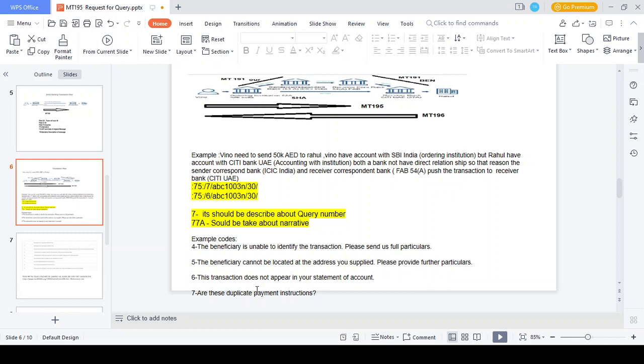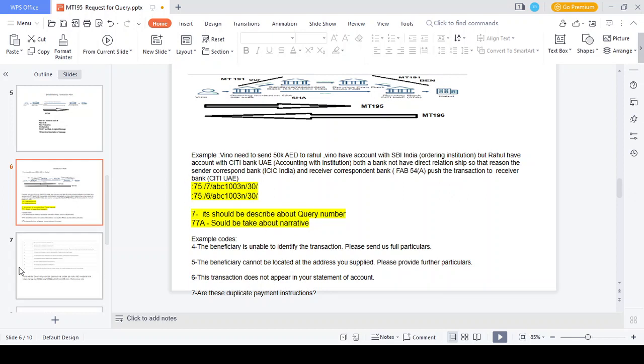Next, 5 means the certain beneficiary cannot locate the concerned address, so you inquire about the beneficiary address. Next, 4 means the beneficiary is unable to identify the transaction. You inquire about the beneficiary account number, beneficiary full name, last name, beneficiary valid proof, like that. You can do that code-wise.